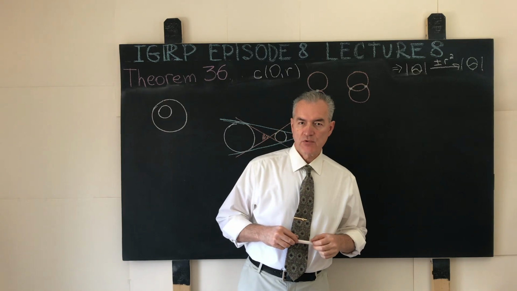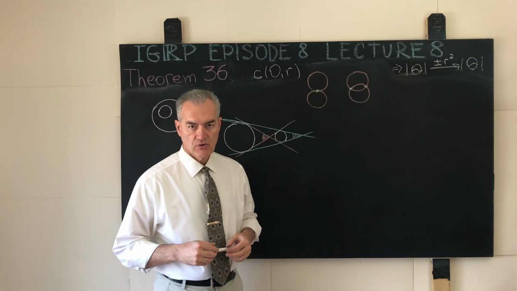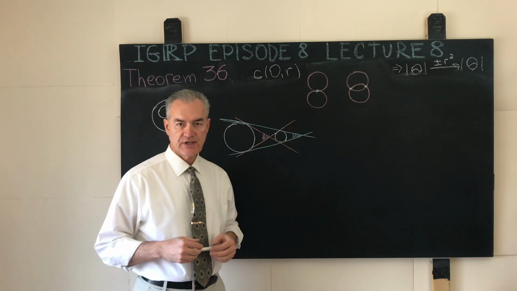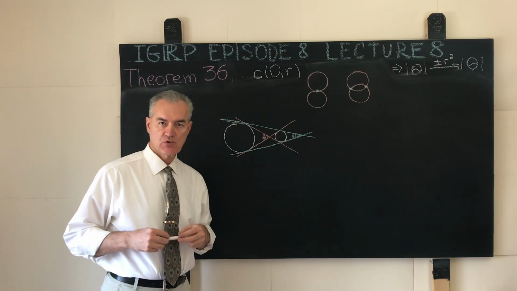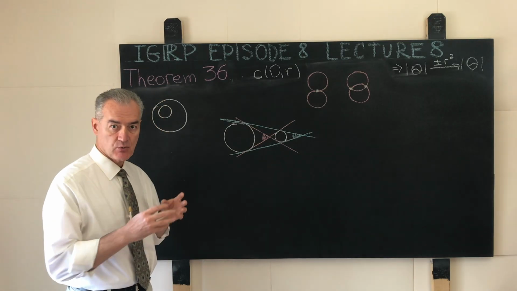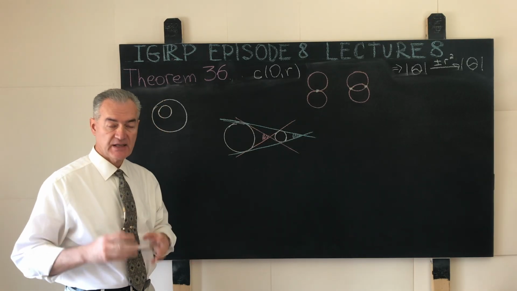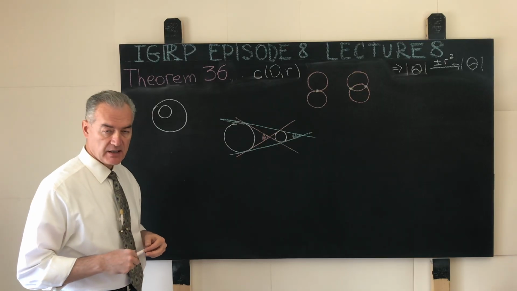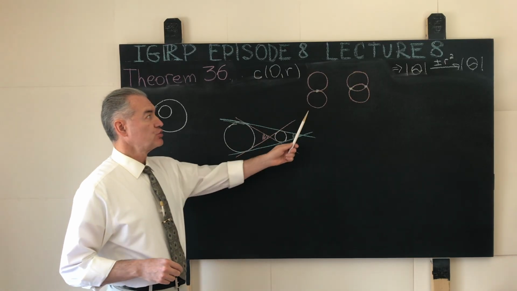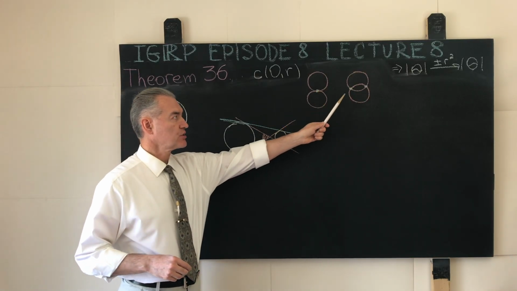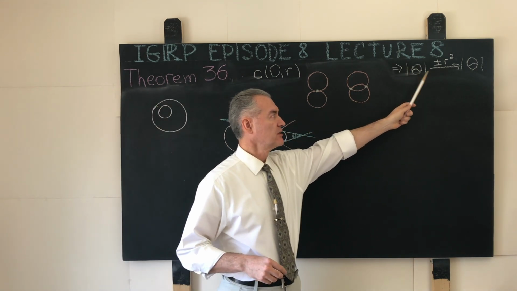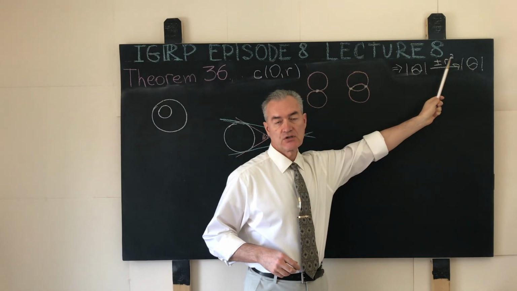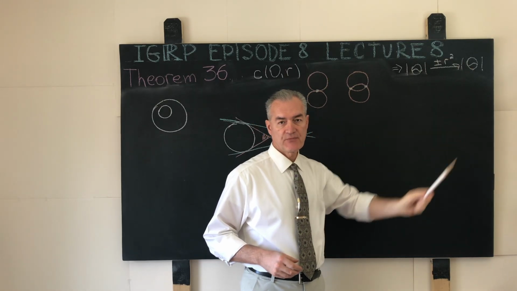According to theorem number 36, under an inversion of a plane with respect to a circle named C that has the point O as its center and a strictly positive real number R as its radius, be the power of inversion positive or negative, the magnitude of the angle between any two circles, this time circles, is preserved. The magnitude of the angle between the circles is preserved as well.